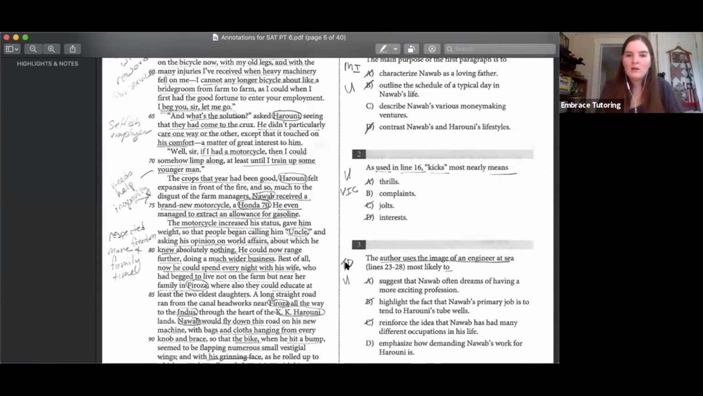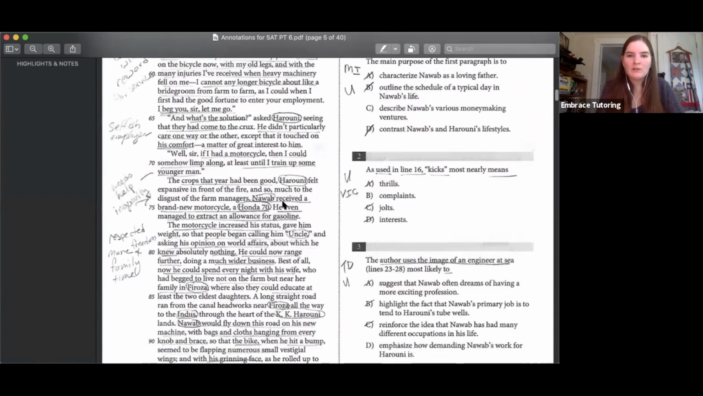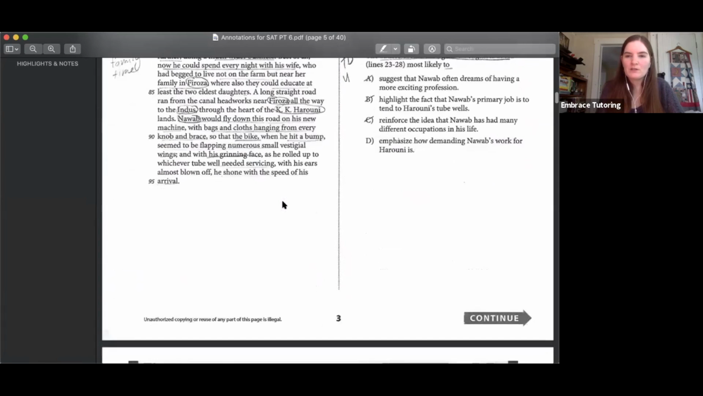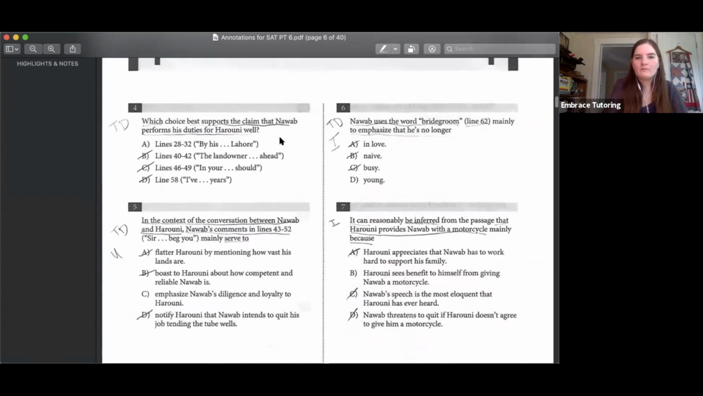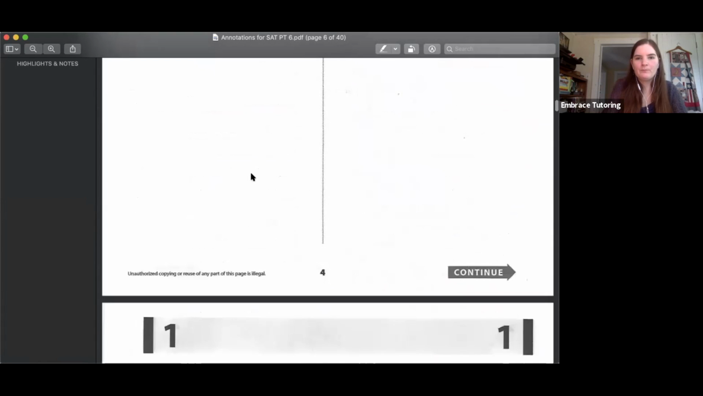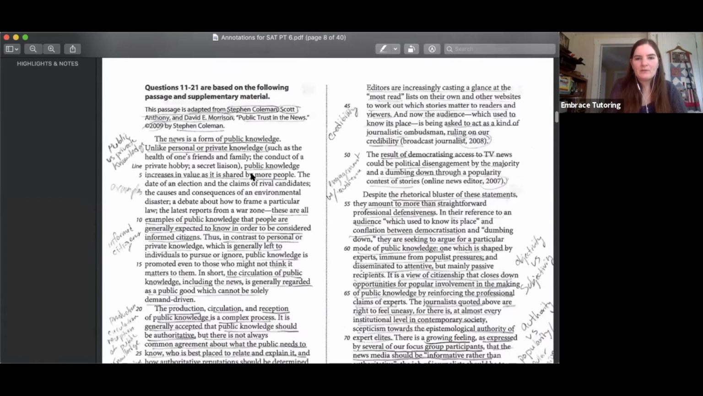Any questions on the reading? Any questions on any particular questions you wanted to look at specifically? No? Okay. I thought that this reading passage was relatively straightforward.